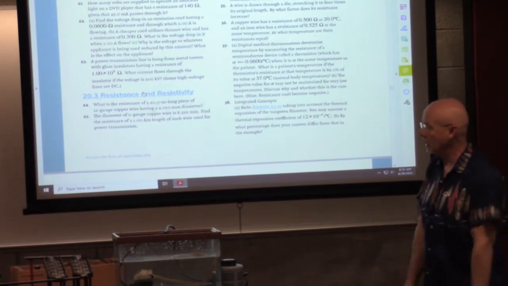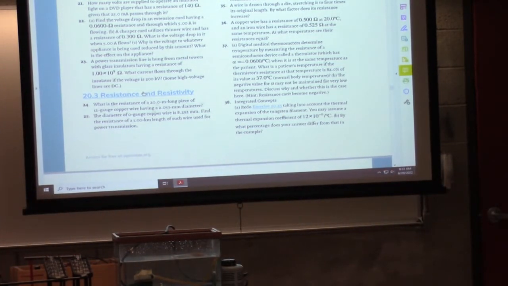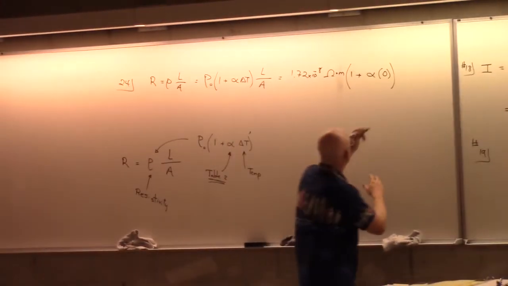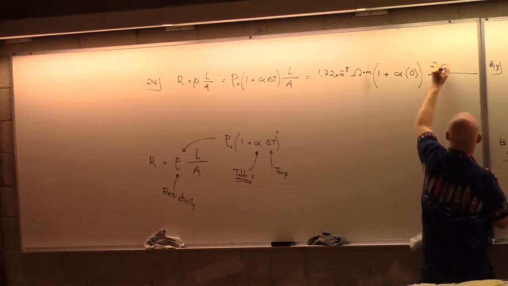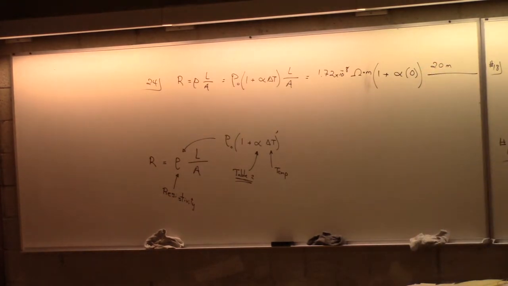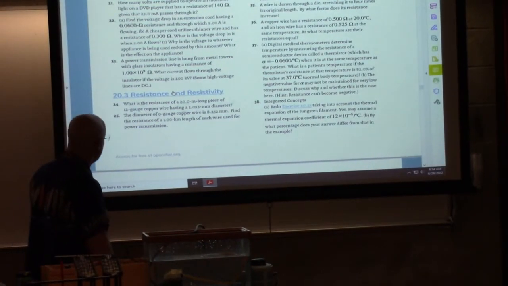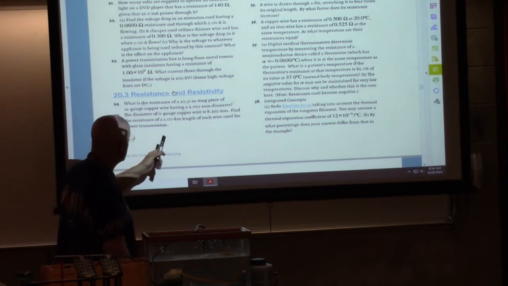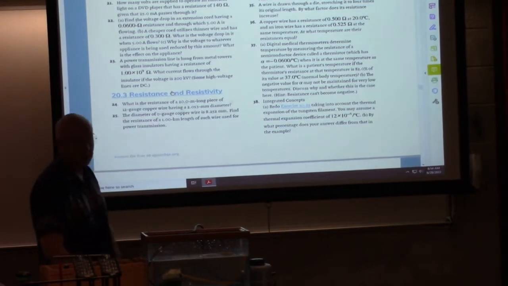So I'm going to just not even look up the alpha for this one and just say that the change in temperature is zero. Now the length of this, I think I read, what was it, 20 meters over here? And so we've got a 20 meter long wire, okay. And then, of course, it's 12 gauge. So this is the diameter.